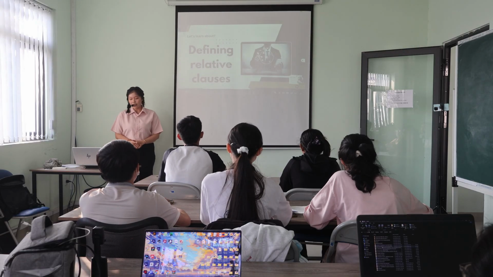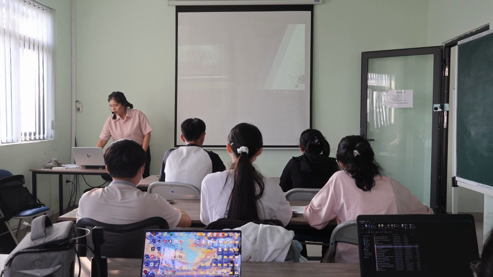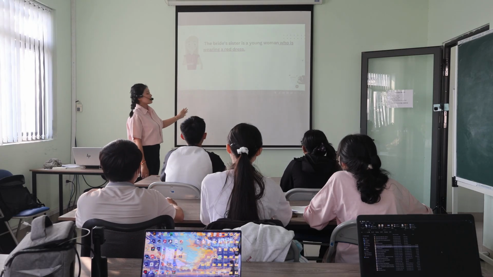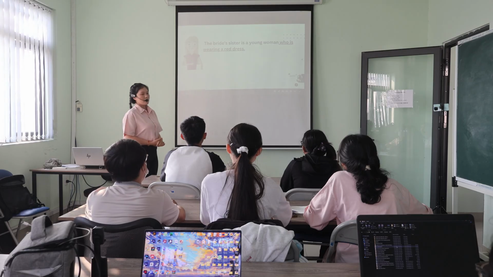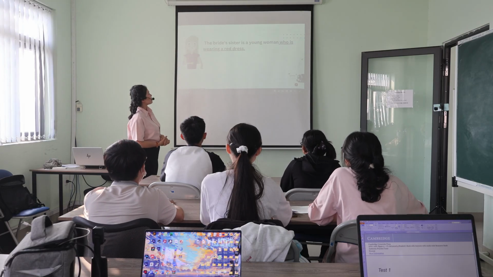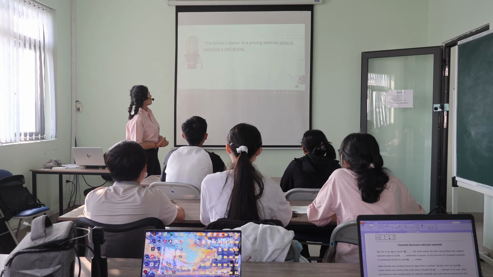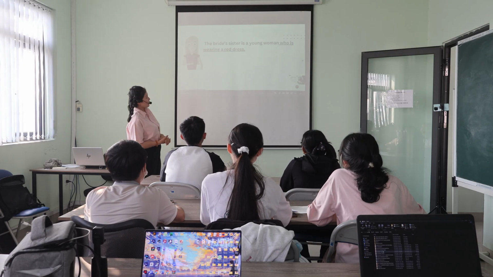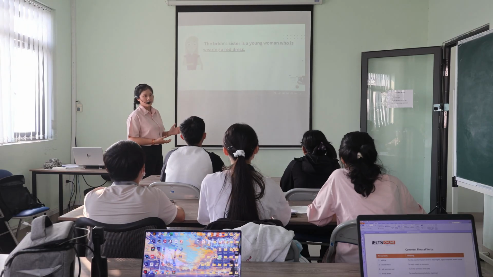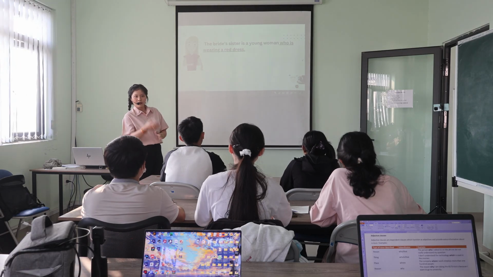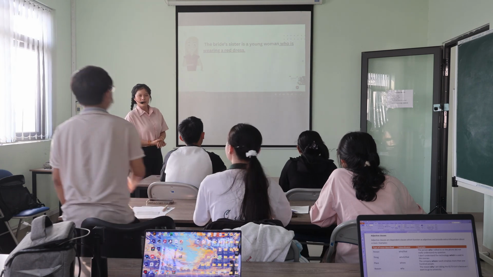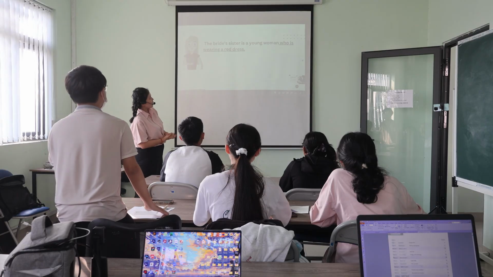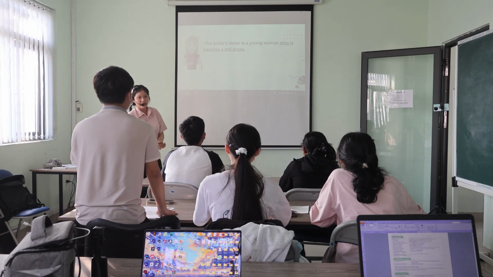Let's start with defining relative clauses. Everyone, we have the sentence in the video. The bride's sister is a young woman who is wearing a red dress. Now look at the underlined phrase, who is wearing a red dress. Let's think and tell me what its function is. A young woman. Okay, very good.